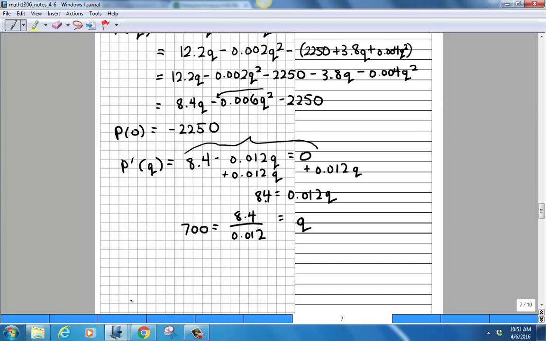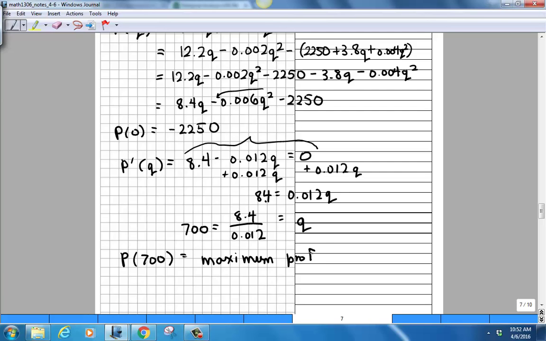See, right? It's a production level. The quantity we want to produce is 700 in order to maximize the profit. And if you want to find out what the maximum profit is, then you would take the 700 and plug it into your profit formula, not your marginal profit formula, but back into the original profit formula, and that will tell you what your maximum profit is for this particular item, right?